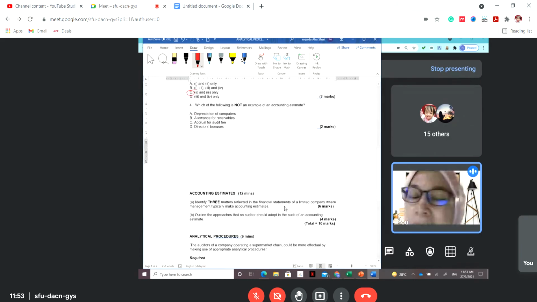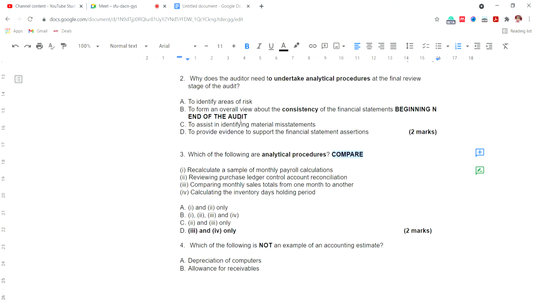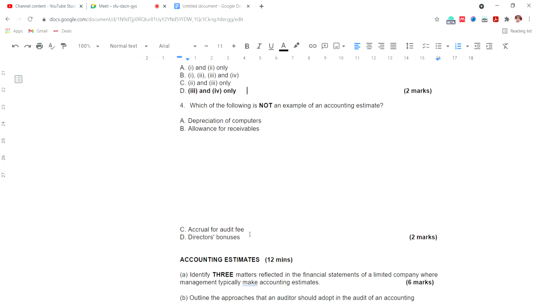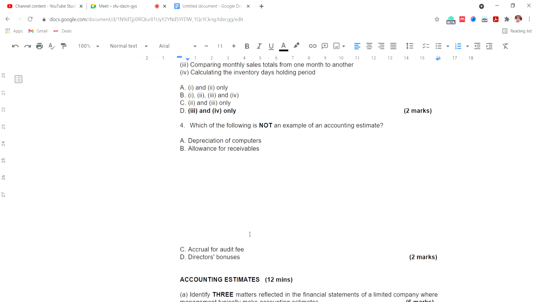Number 4. Ada soalan? Pak Izzah. Try number 4, Pak Izzah. Which of the following is not an example of an accounting estimate? Accounting estimate is the provision. So which one? Not the provision. My answer is director's bonus.